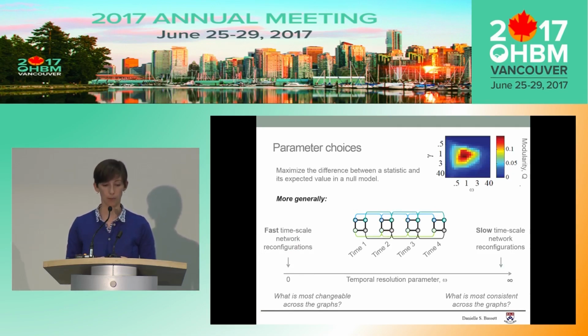There are also important questions about parameter choices. I told you that omega is the stickiness of the multi-layer structure, and I told you that gamma tunes the size or number of communities. So an open question is, how do you pick those numbers?